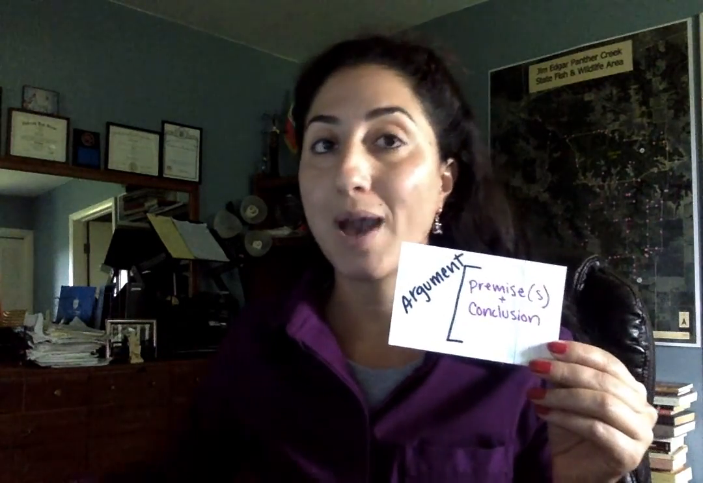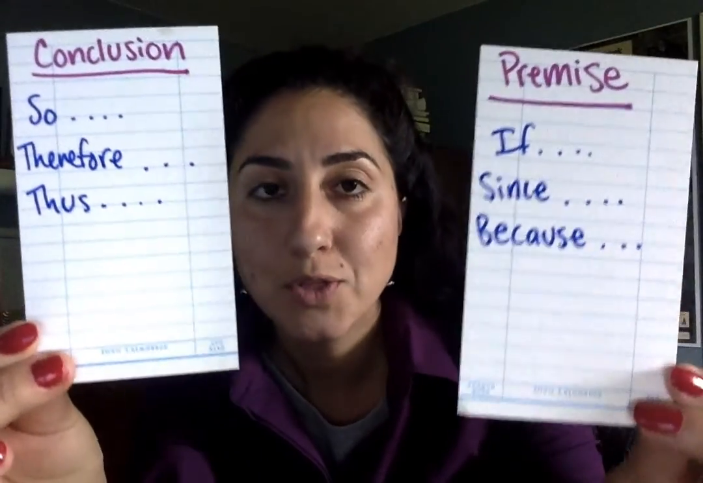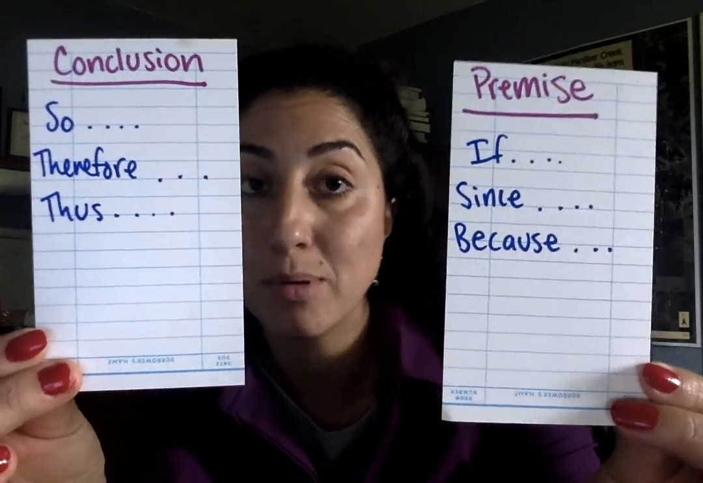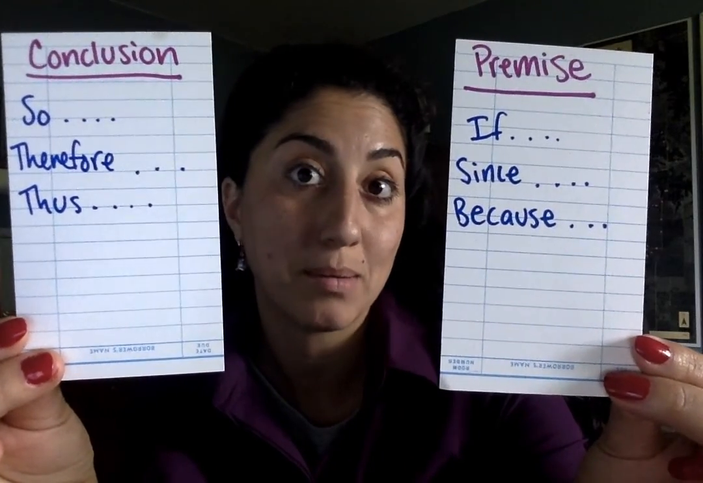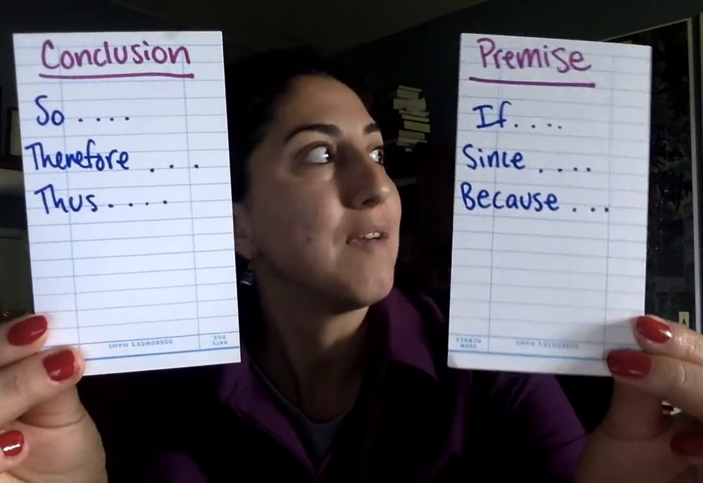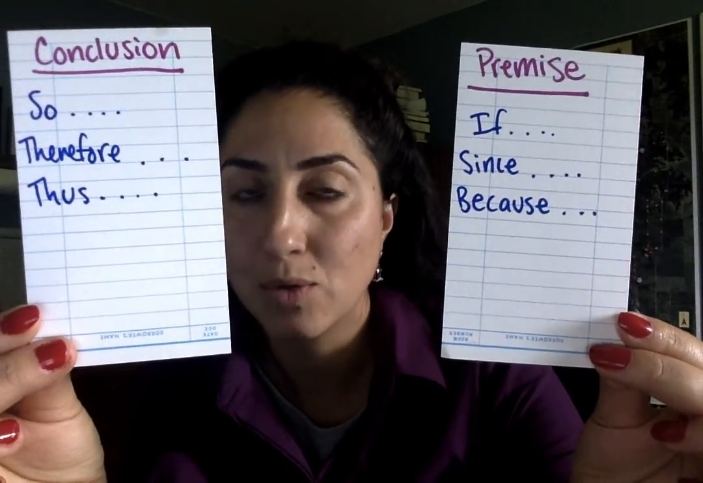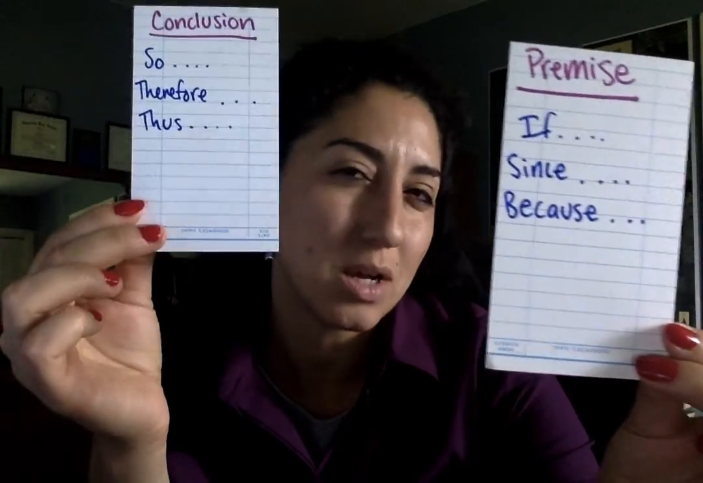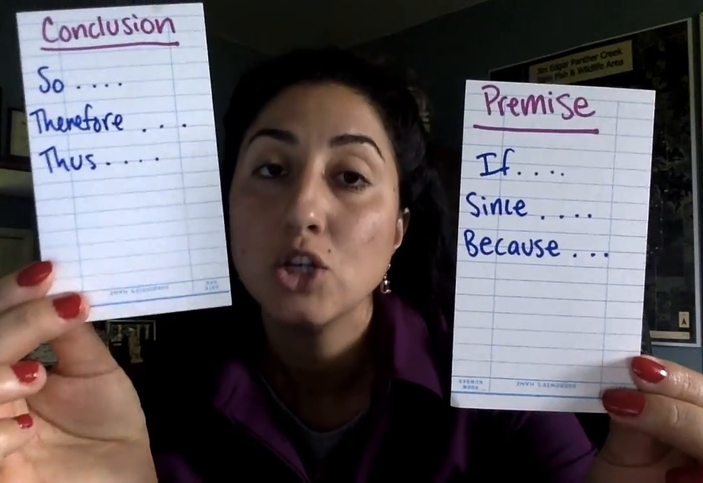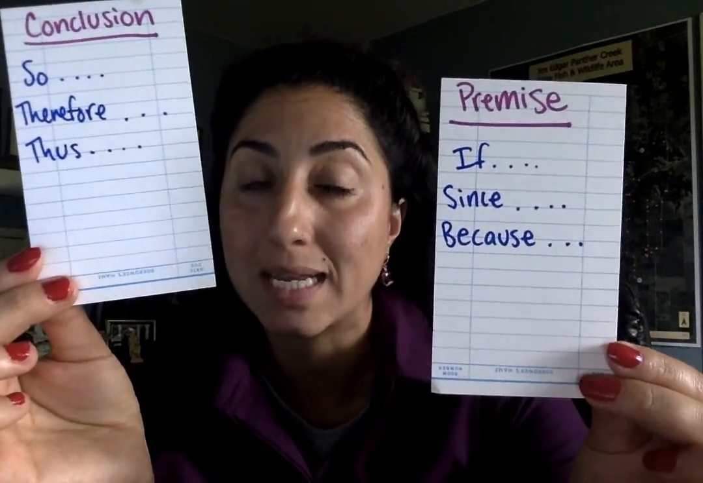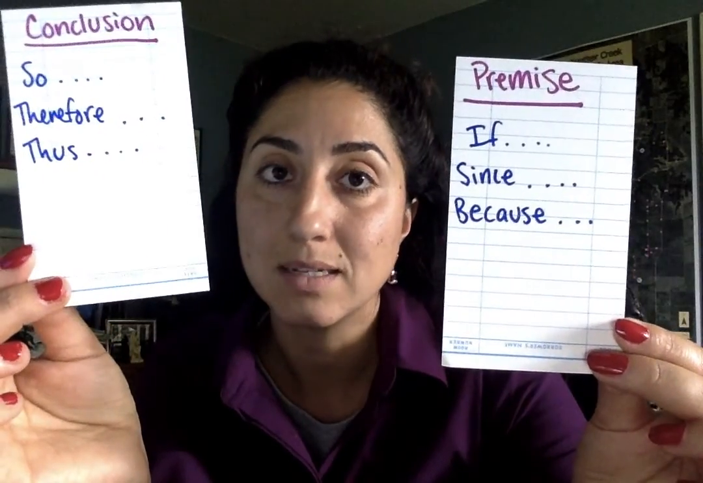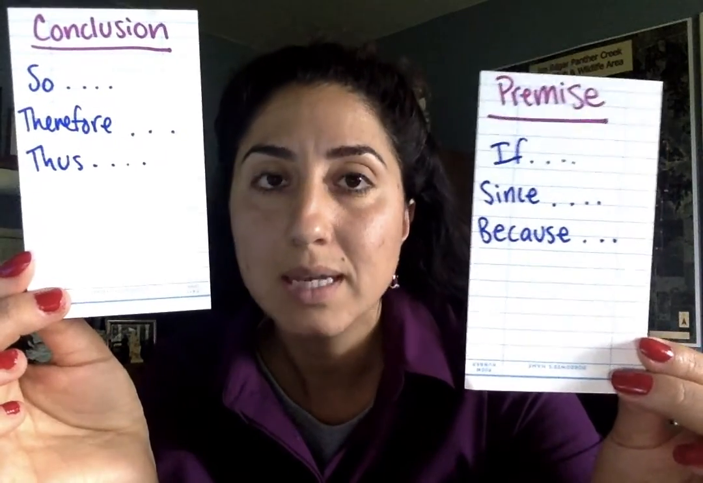To know that you have a premise or a conclusion, there are words that help you identify which is which. There are words that tell you, hey, this is probably going to be a premise, or hey, this is probably going to be a conclusion. If I said, if it's raining, you should take an umbrella, the "if" tells you that a premise or a reason is coming. The "then," which is not on this list, would tell you that the conclusion is coming. You should take an umbrella if it's raining. The raining is the reason, and taking an umbrella is the conclusion.